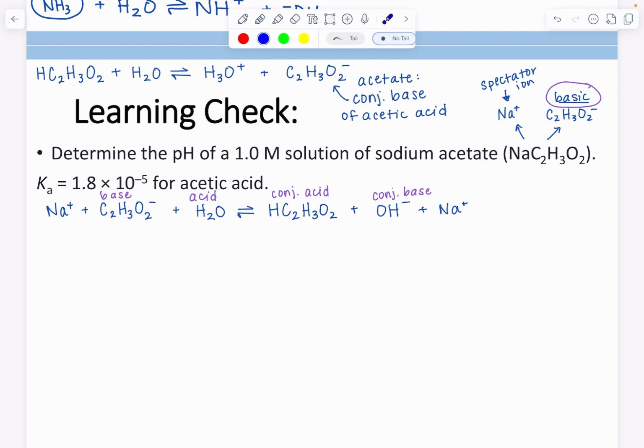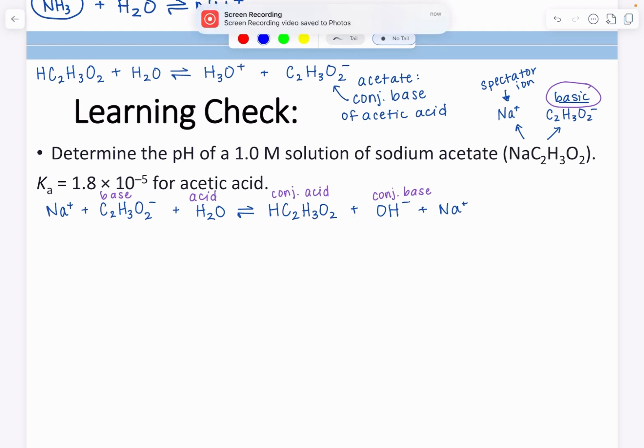Because this is what's added to solution, when we're actually going to think about this solution and find the pH, we need to think about how this base, which has basic properties, interacts with water. It's basic, so water will be the acid. Now we're just thinking about a classic acid-base proton transfer reaction. The acid donates a proton and the base accepts a proton from the acid, and this is how we get our products.